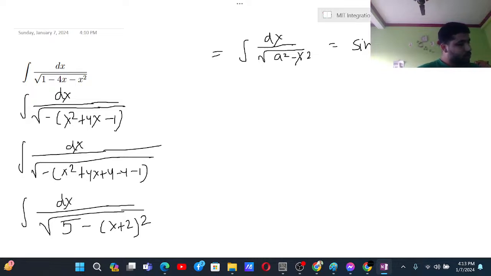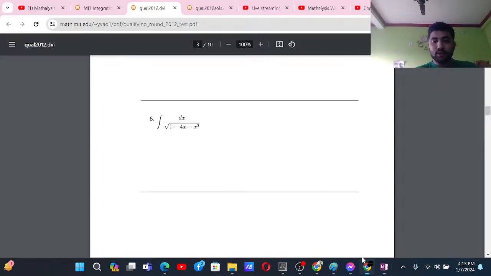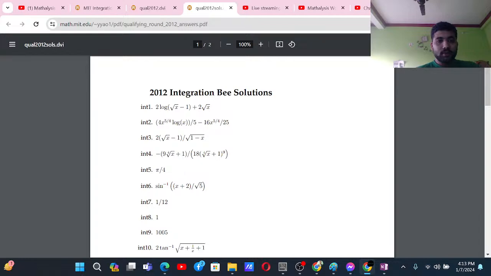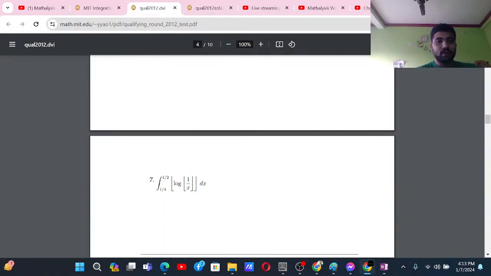So I think this one should be pretty easy, and we'll just get the answer easily. The answer will be sine inverse of (x plus 2) by root 5 plus c, directly from the formula itself. So this one is pretty easy. You can check the answer also: sine inverse (x plus 2) by root 5. Yeah, that's the answer. Next, we'll go to the next problem.